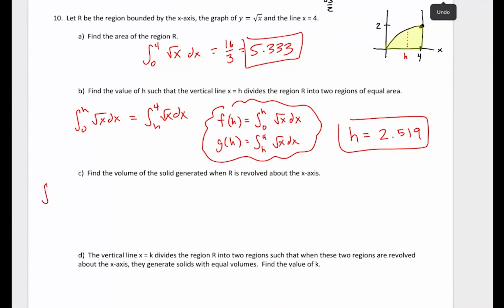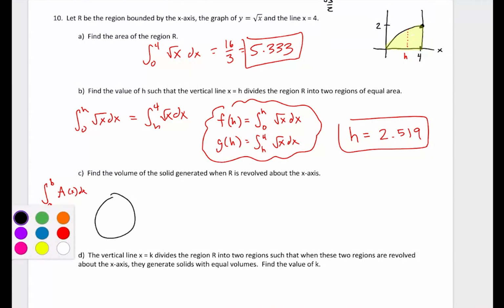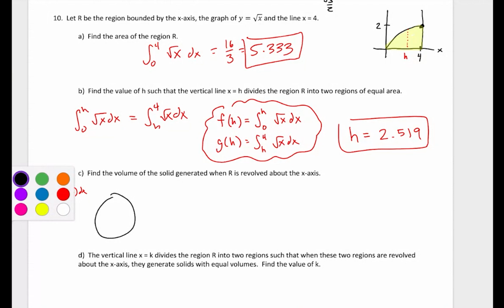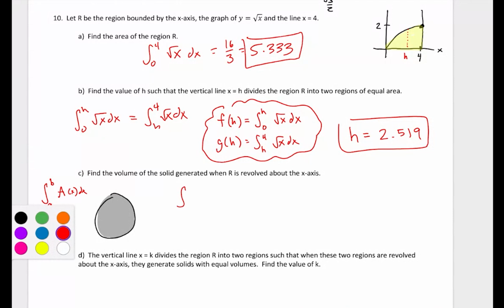Recall that the basic idea on these volume problems is to go from a to b, in this case from 0 to 4, find the area of the cross section, and then multiply by dx. The area of the cross section here is just a circle, right? There's no hole in there. So it's just going to be a basic old pi r squared. So we're going to find the integral from 0 to 4.